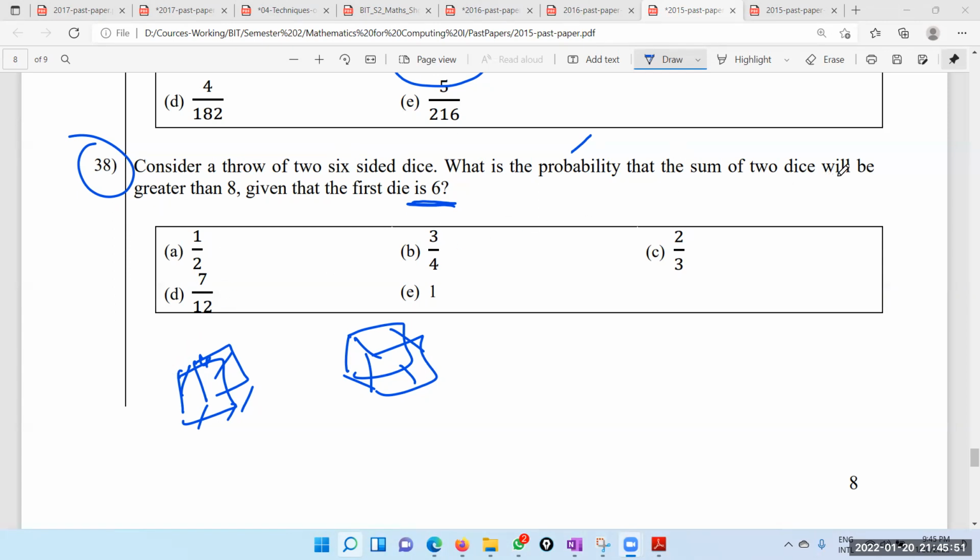Right? The sum of the two dice must be greater than 8. So the sum of the dice is greater than 8 means from here we must get either 6 plus 2 is 8, which is not greater than 8. So that must mean 2 is not enough. Okay, so either it must be 3, 4, 5 or 6.